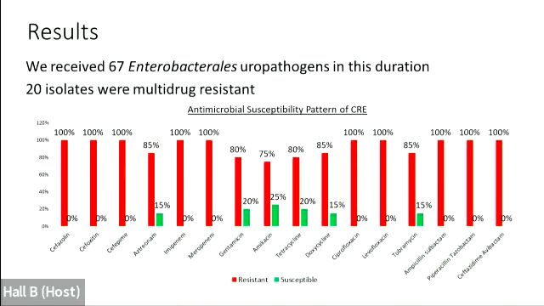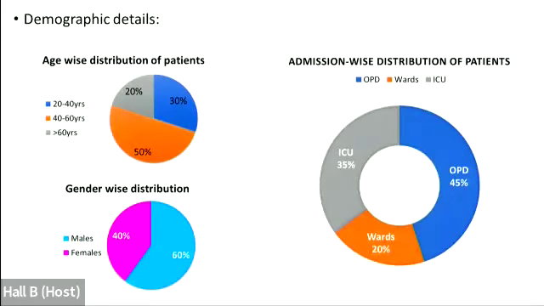So results: we received 67 enterobacterial isolates in this period, and 20 of these isolates were multi-drug resistant, falling into the category that we defined. These isolates, as we can see, were resistant to almost all of the drugs. They showed some susceptibility to amikacin, gentamicin, and some susceptibility to tetracycline and doxycycline. But most of the drugs which are used were all resistant. All fluoroquinolones were resistant, and for aminoglycosides, some susceptibility was seen.